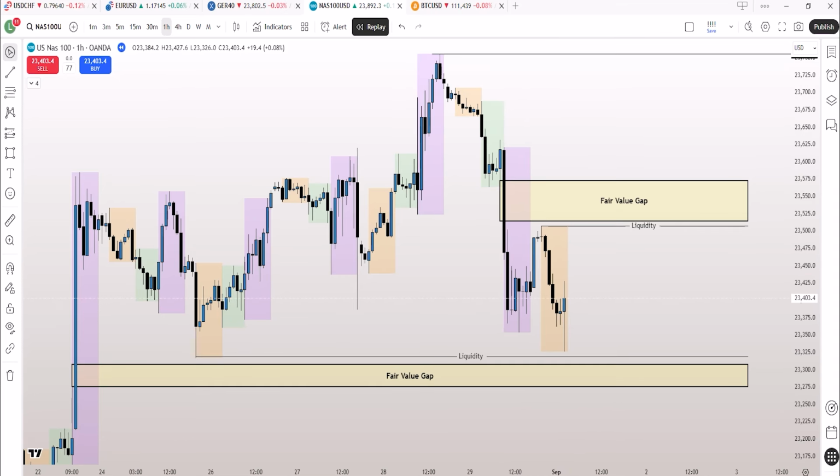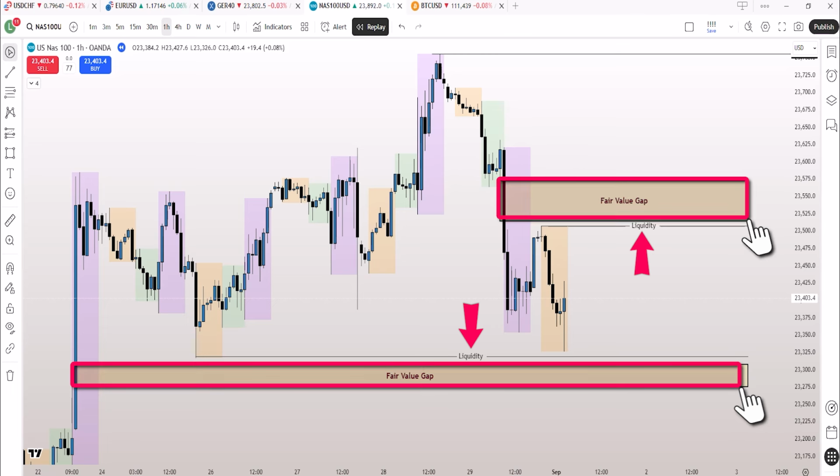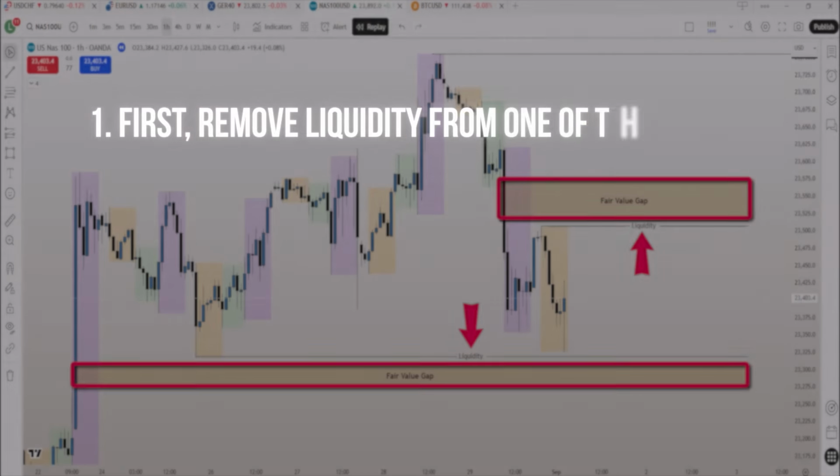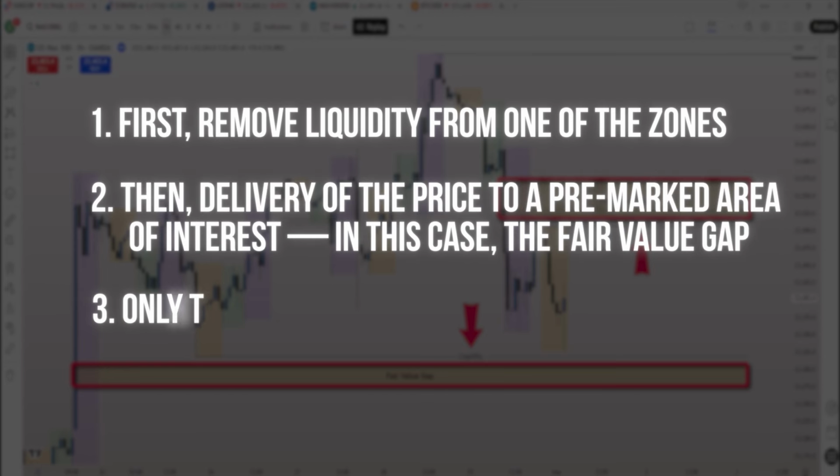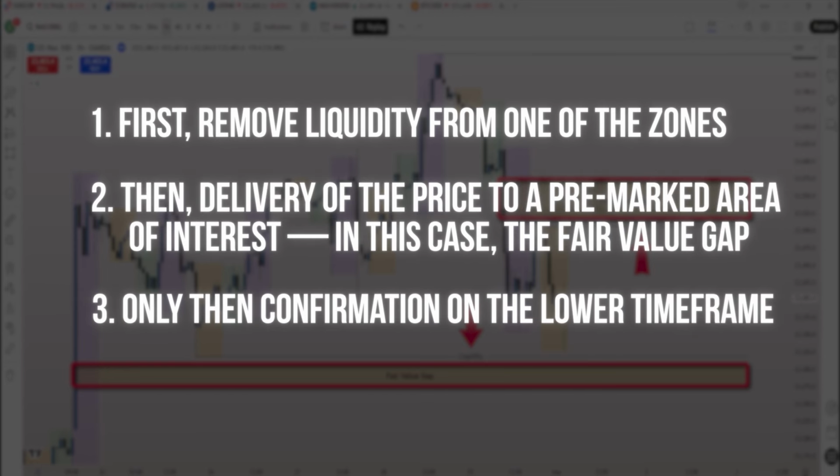First, liquidity withdrawal from one of the zones, then price delivery to a pre-marked zone of interest. In this case, it's a fair value gap, and only then confirmation on a lower time frame. If these conditions are met, the scenario is working and I can look for a trade. If not, then the session had a different task, and I just observe, recording the context.